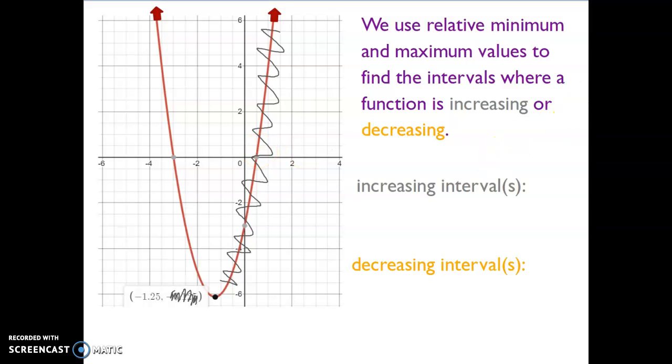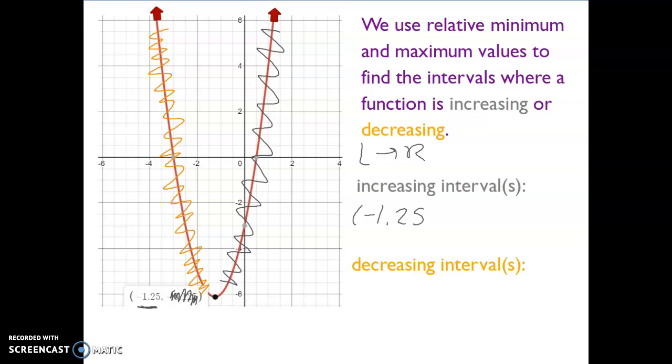Now, decreasing is the opposite. Decreasing means going down. So this whole interval right here is where the graph is decreasing. As I read the graph from left to right, that is where it is decreasing. Okay, so let's write what those intervals are. Again, we always write our intervals from left to right, smallest to biggest, and we only focus on x values. So look where I have it colored gray. Where it starts increasing is right here, but actually at -1.25, it is neither increasing nor decreasing.